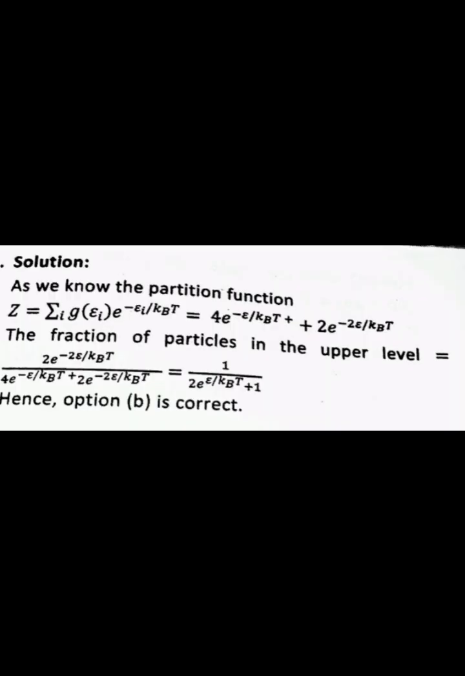So here the partition function is equal to summation over i of g of Ei e raised to minus Ei by kBT. And this is equal to 4 e raised to minus E by kBT plus 2 e raised to minus 2E by kBT. The fraction of particles in the upper level is equal to 2 e raised to minus 2E by kBT divided by 4 e raised to minus E by kBT plus 2 e raised to minus 2E by kBT. And this is equal to 1 plus 2 e raised to E by kBT plus 1. So the answer is option B.